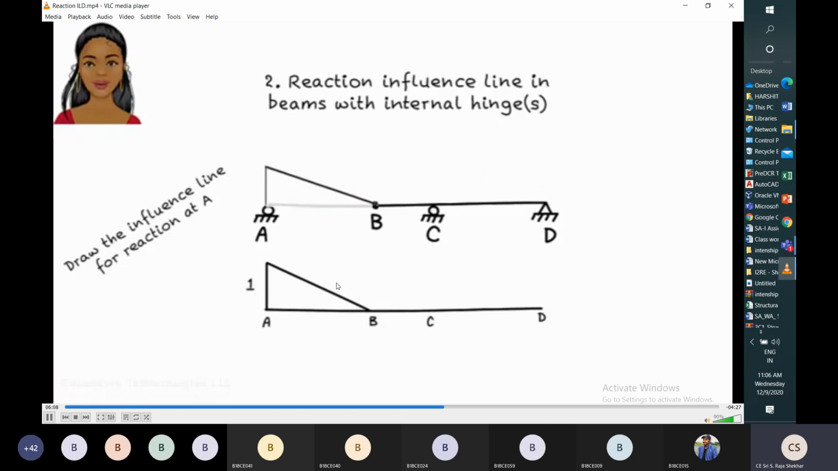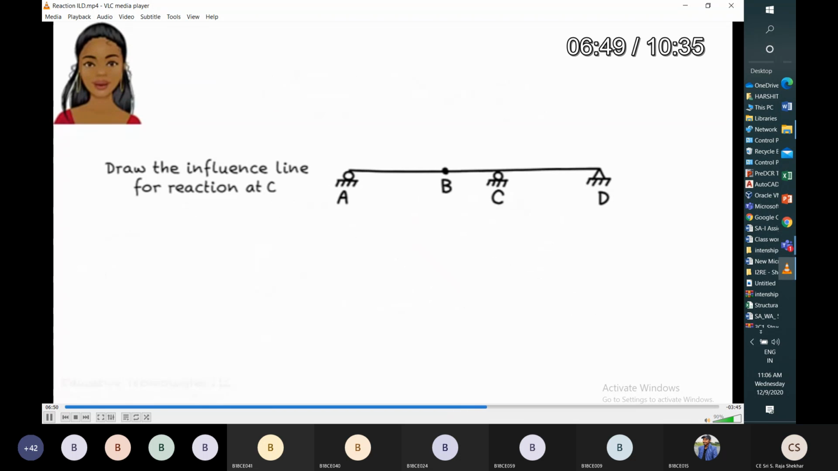So this is the internal hinge we have. So this is the reaction influence line at A. So I want to draw the reaction influence line at C.